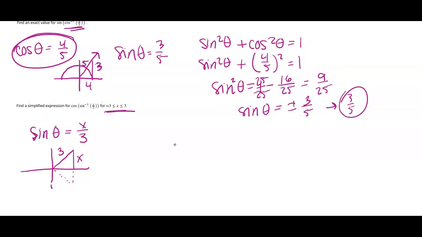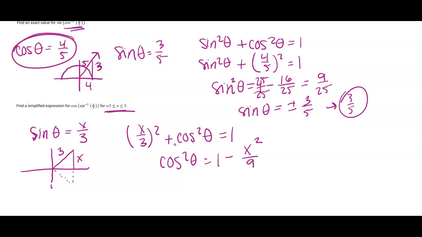Let's go ahead and plug this into our Pythagorean identity. So that means I have sine squared plus cosine squared equals 1. It means I have cosine squared equals 1 minus x squared over 9. If I make this 9 over 9, then I get 9 minus x squared over 9. If I take the square root of both sides, then I get plus or minus the square root of 9 minus x squared over 3.